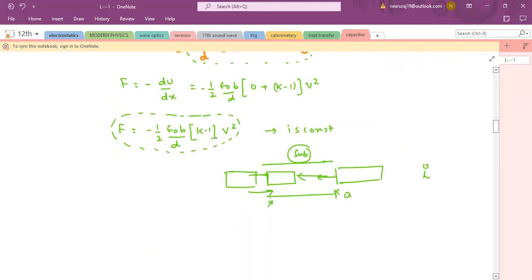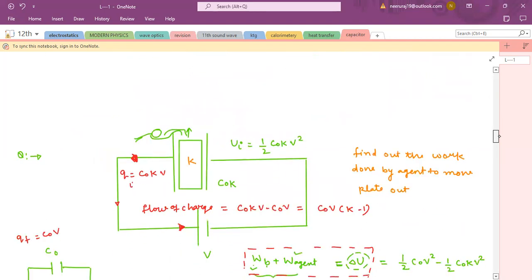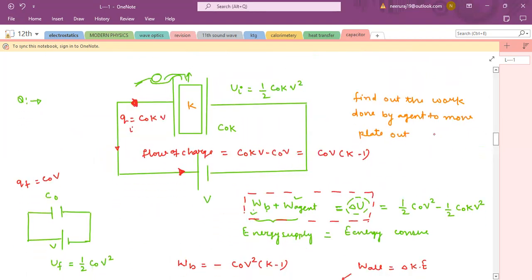If possible to memorize this value, it will be good. Then second question, they ask about the work done. How much work is done? For work done, use this formula.